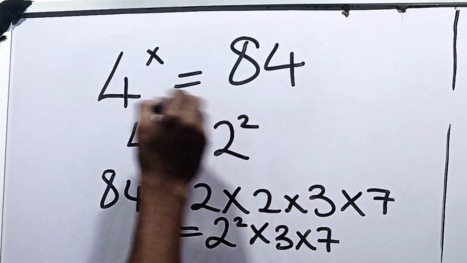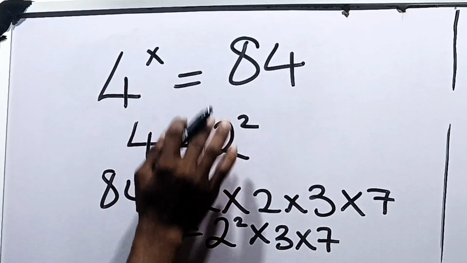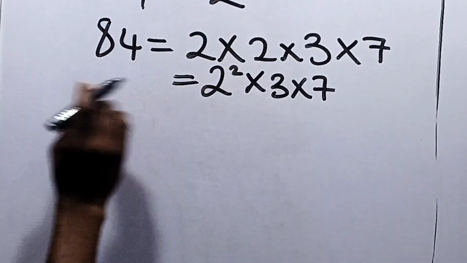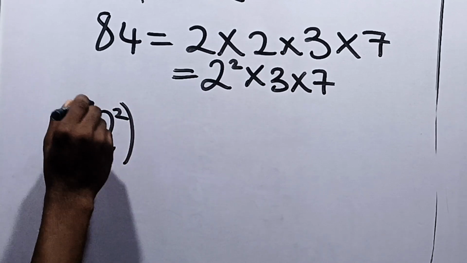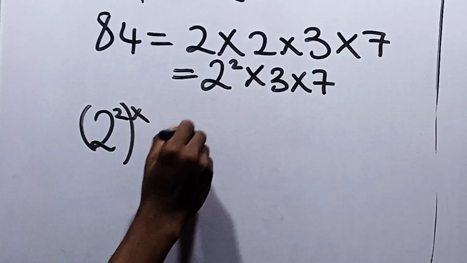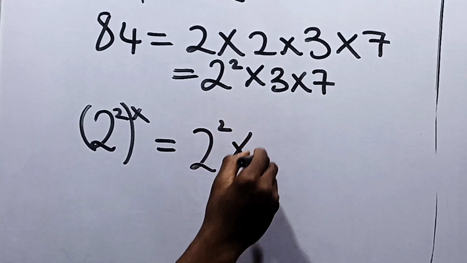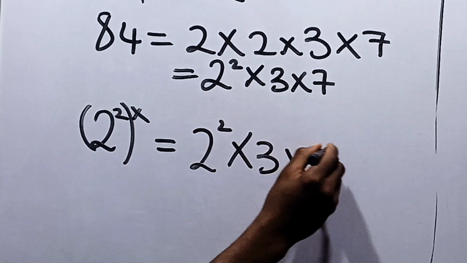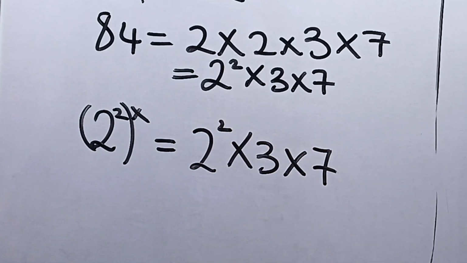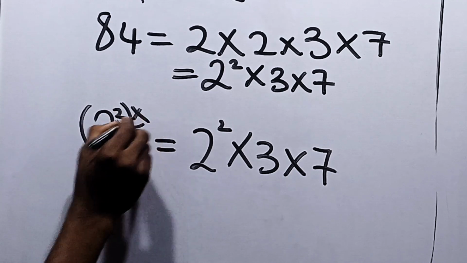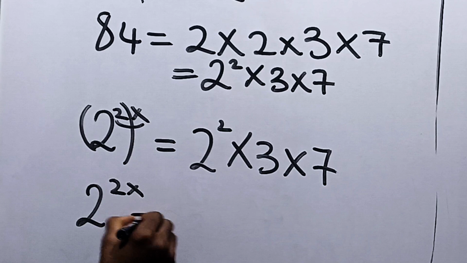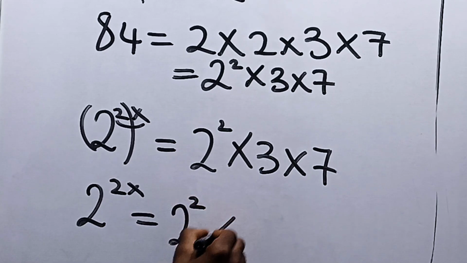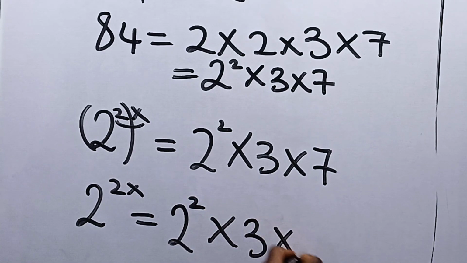Now, replacing 4 raised to the power x with this and 84 with this, we're going to have 4 raised to the power x now becomes 2 raised to the power of 2, all raised to the power of x, equal to 2 squared times 3 times 7. Okay, now from here, let's multiply the powers, since this is what we have. So we have 2 raised to the power 2x is equal to 2 squared times 3 times 7.